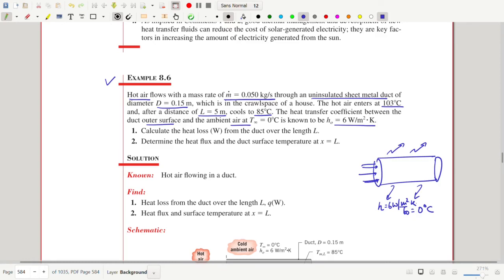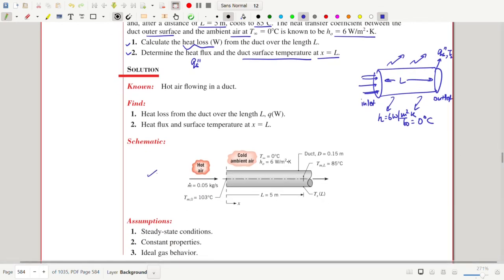What we have to calculate is, first, the amount of heat loss from the duct for this whole length L, and then we have to determine the heat flux, Qs double prime, at x equal to L, that is, at the outlet of the duct. We have to figure out the amount of heat flux leaving the surface of the duct, and we also have to find the duct surface temperature. So we have to calculate both Qs and Ts at the outlet. Okay, so let us proceed.